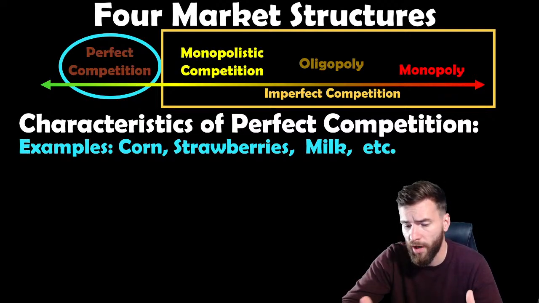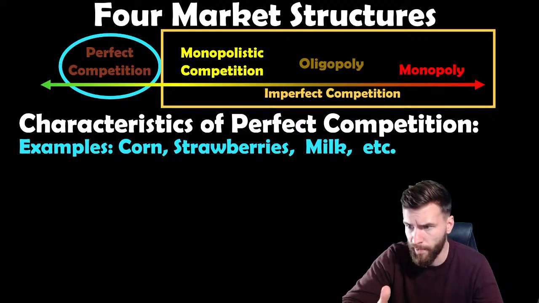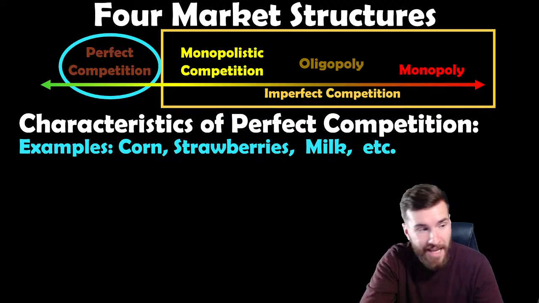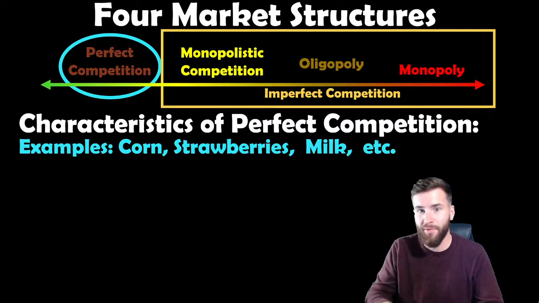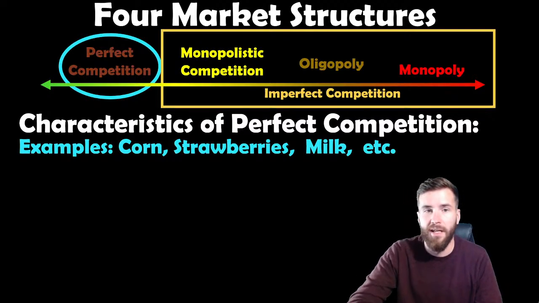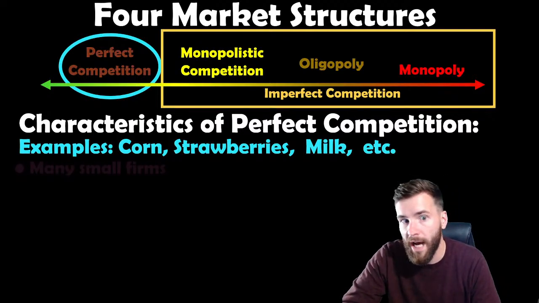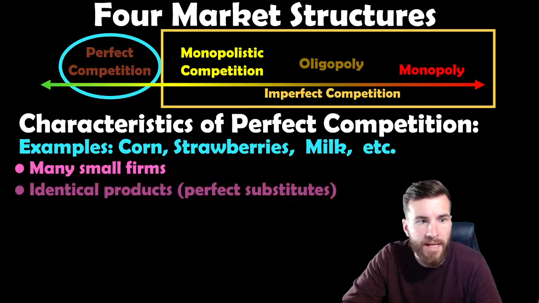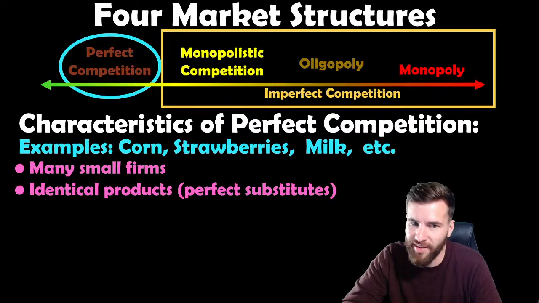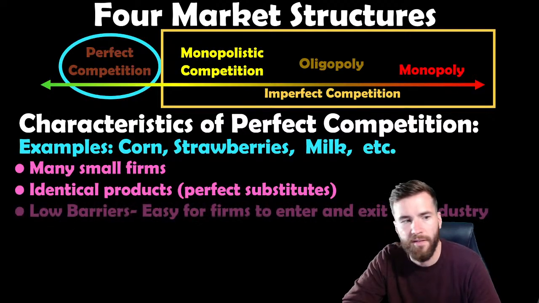So again, if you were a strawberry farmer at a farmer's market trying to sell strawberries, and there's 100,000 other strawberry farmers, and they have the exact same everything as you, and your goods are no different than theirs, you're going to operate like this. So what are some characteristics? Many small firms, the product is exactly identical. They're perfect substitutes for one another.